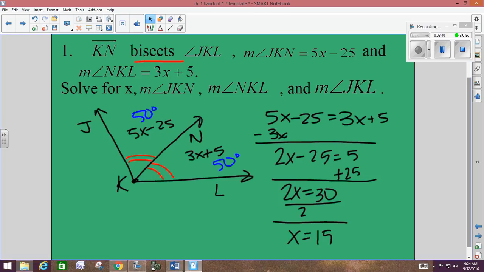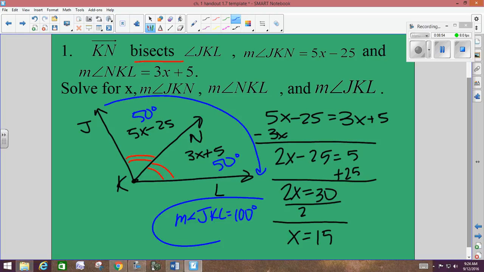Because they're congruent. They're supposed to be equal. They're supposed to be the same. Caden, we still have to find JKL. How do I find JKL? Okay, what's 50 plus 50? Good. Sir Lancelot, how would you classify a 100-degree angle? Excellent.